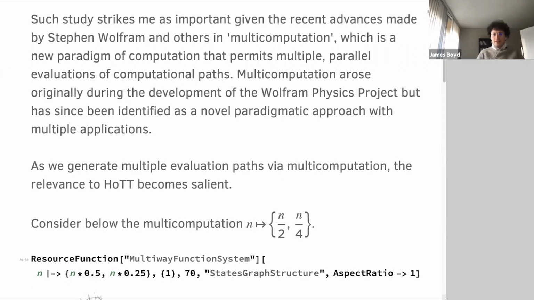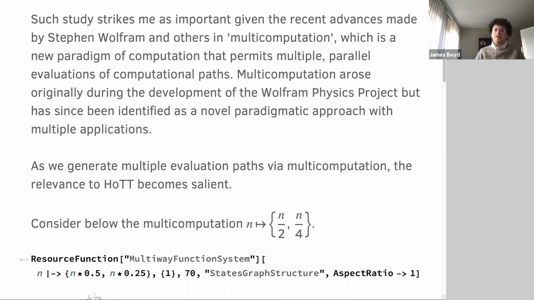So this study that I've described, it strikes me as important in another respect. It strikes me as important given the recent advances made by Stephen Wolfram and others in what's known as multicomputation, which is a new paradigm of computation that permits multiple parallel evaluation of computational paths.